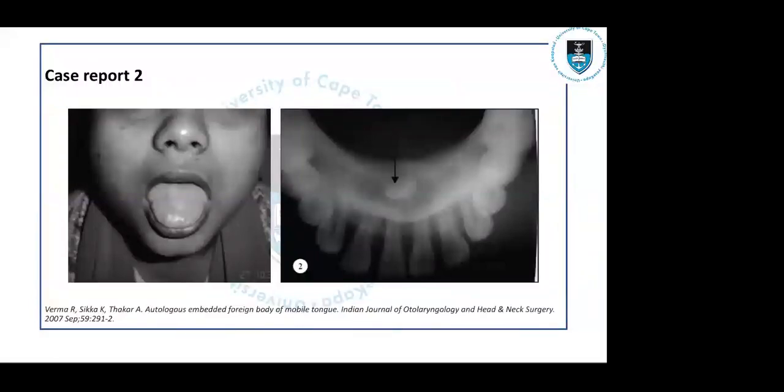Then we have a case from India of a young female who 6 months before fell, bit her tongue, and her incisor tooth went missing. The patient did not seek any treatment, and the bite wound healed. Since then, the tongue had been constantly painful. An X-ray was done, and the tooth was removed under local anesthesia with no post-operative sequelae.